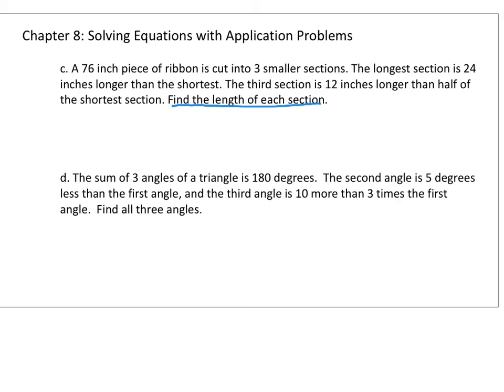How many sections are there? 3. So you can call them the first section, the second section, and the third section, or I'm going to use the names that are in the problem. See, one of these sections is called the longest section. Okay? And then another one is called the shortest section. And the other one's called the third section. Oh, I should have put the shortest section up there, and then I'll just have to put the third section here.